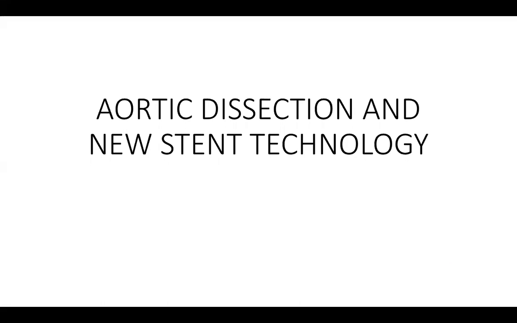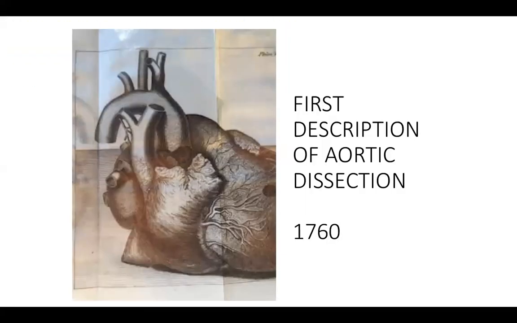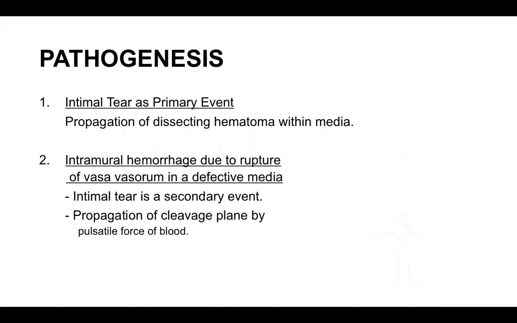Yeah, so thank you very much, and I'll go through these slides fairly quickly. I'll just give a history and background. First description of aortic dissection was back in the 1700s, and I think we are all fairly familiar with the pathogenesis of this. As I said, I will focus on type A dissection.